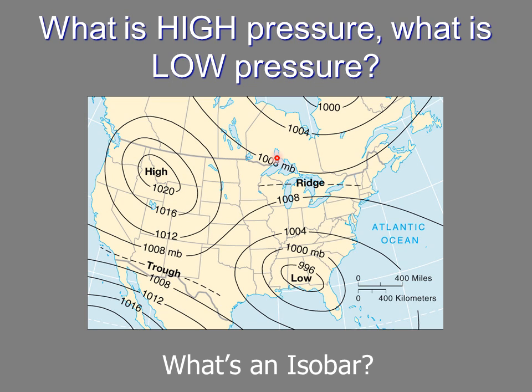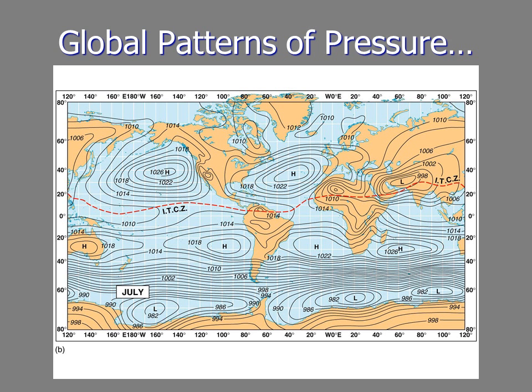At high pressure, the air comes down out of the upper atmosphere, and boom, it hits the surface, and then it spreads out in all directions. Once it spreads out, it'll head over, and eventually it'll come into a low pressure. At a low pressure, the air lifts off the surface, goes up into the upper atmosphere, and then will fall back down again on a high pressure. High pressure you hit, low pressure you lift.